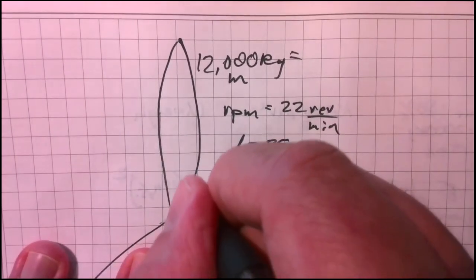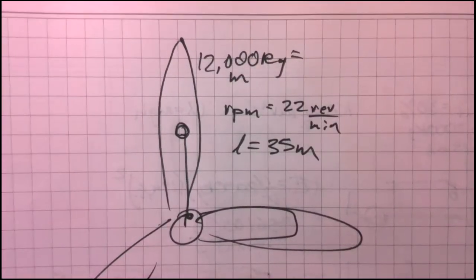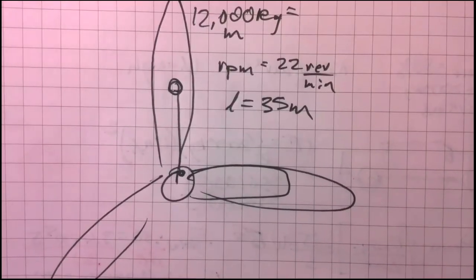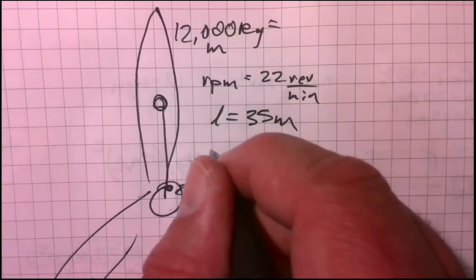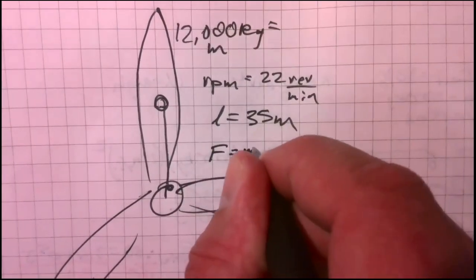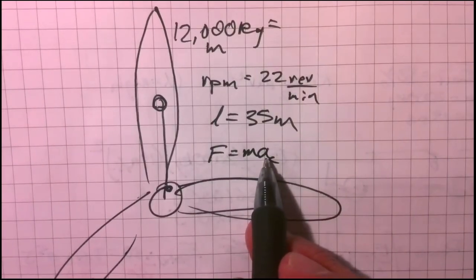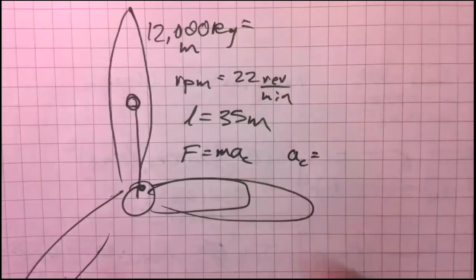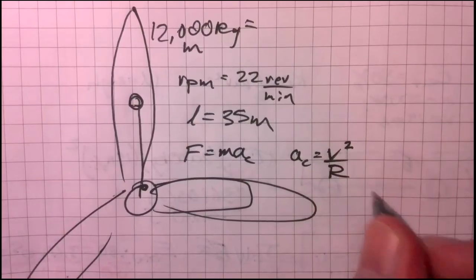We're going to model it as all of the mass being at a point in the middle of the blade right there. And so we're going to find the centripetal acceleration. It says, what is the inward force necessary? The equation we're going to use is F equals ma, Newton's second law, but the acceleration is going to be centripetal acceleration. So a_c is going to equal v squared over r.